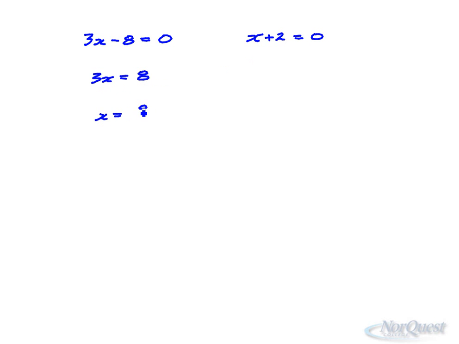So let me write these factors out again. 3x minus 8 equals 0. The other factor was x plus 2 equals 0. Solve each for x. 3x equals 8. X equals 8/3. X equals -2. There's the two solutions for the rational equation.